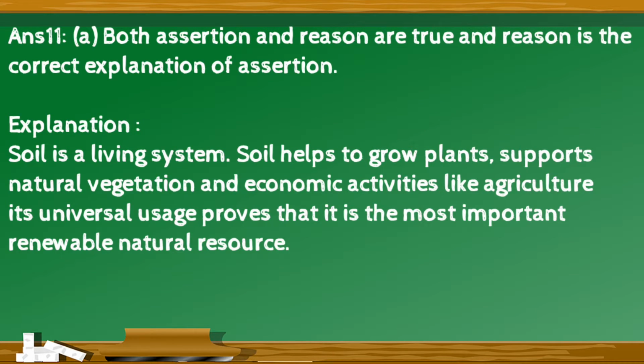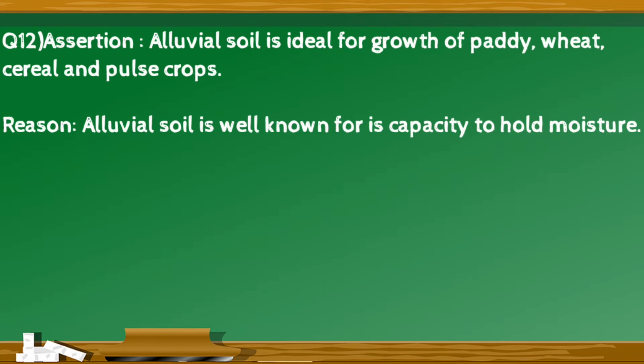The right option is A. Both assertion and reason are true, and reason is the correct explanation of assertion. Explanation for this is soil is a living system. Soil helps to grow plants, supports natural vegetation, and economic activities like agriculture. Its universal usage proves that it is the most important renewable natural resource.